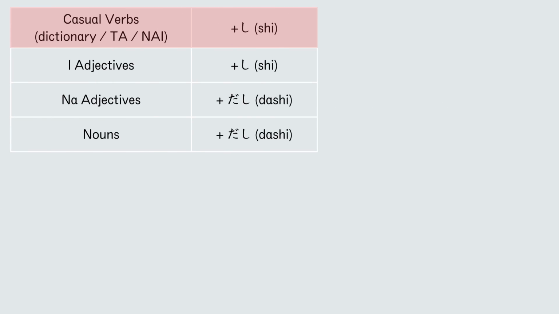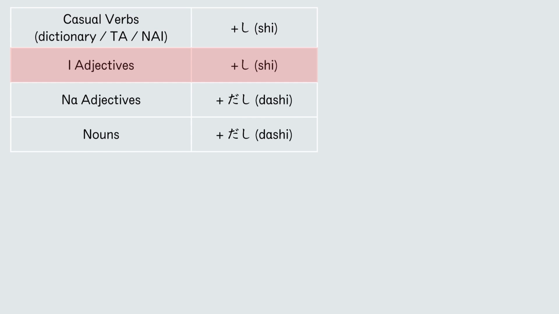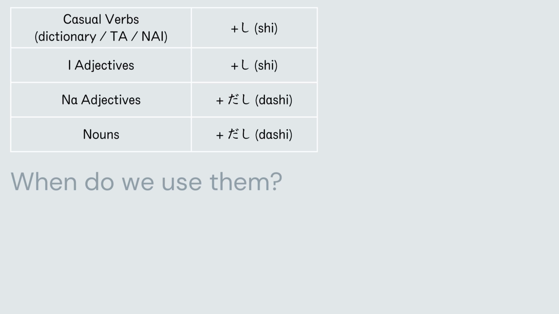With casual verbs, you would use shi. With e-adjectives, you would use shi as well. With na-adjectives, you would use dashi. With nouns, you would use dashi as well. So far, we don't know how to use these in the phrase, but I will explain to you one by one. So when do we use them?